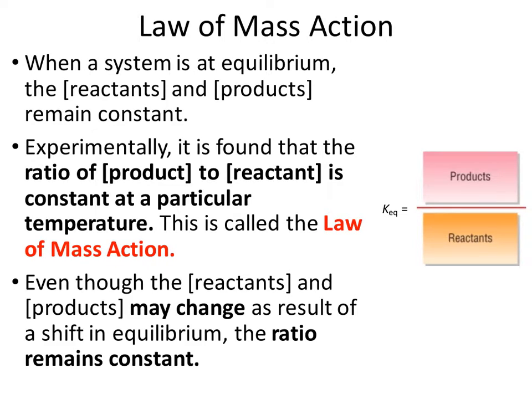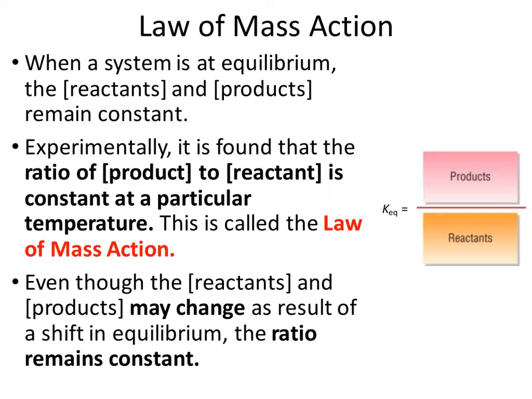Law of mass action. When we look at a system in equilibrium, the concentration of the reactants and the concentration of the products remain constant. Remember, as we saw in our previous lesson, that they're not necessarily the same concentration, but they do remain constant in terms of their relative amounts. Now, experimentally, it's found that the ratio of the concentration of the products and the reactants is constant at a particular temperature, and this is called the law of mass action.